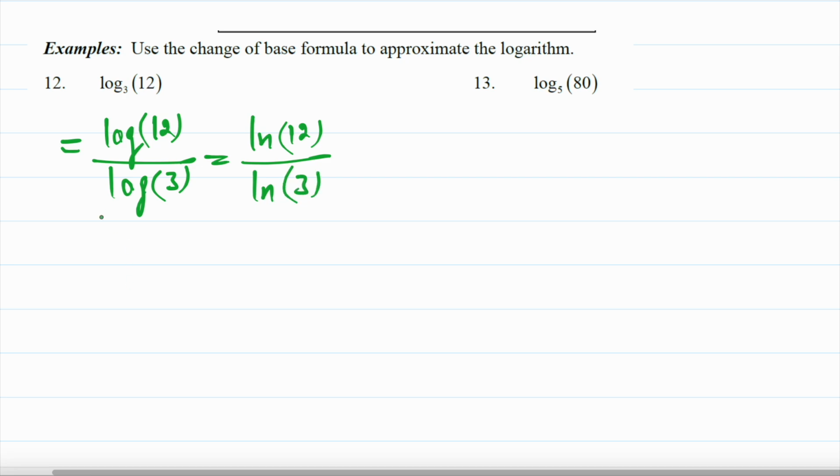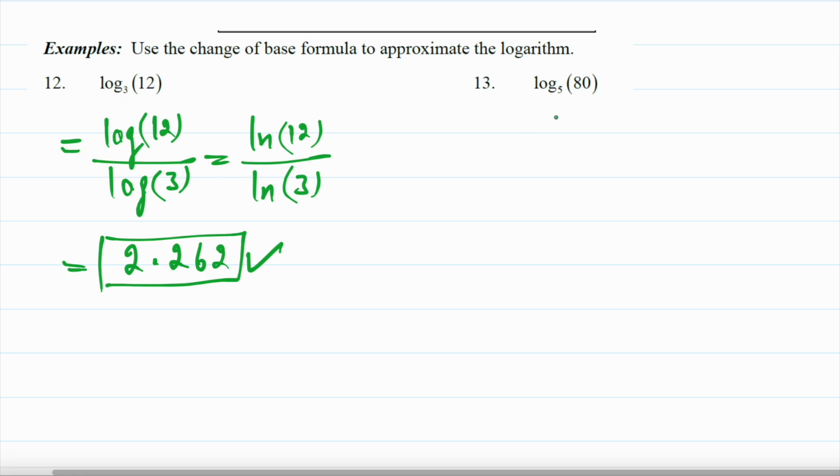What you can do now is use your calculator, either Desmos calculator or any calculator, and when you try to evaluate these values, you will see that both times the answer is approximately 2.262. You can check it on your own and you will find out. So our answer is the same. So we can either use log or we can use natural log.